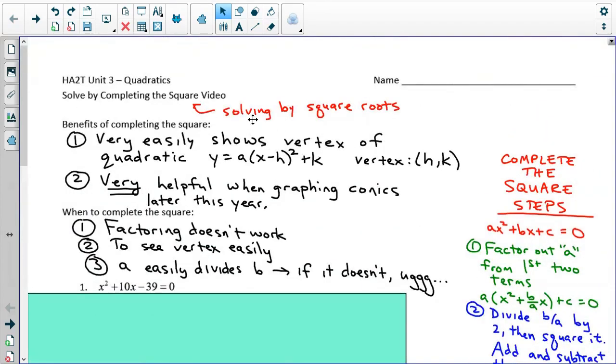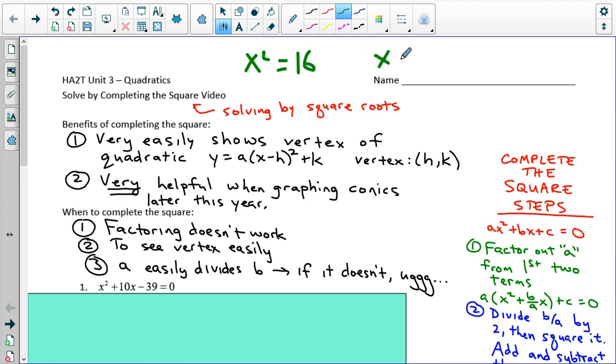So once again, this is kind of like solving by square roots when we just had something like, for example, if we had a problem like x squared equals 16. What you would do is solve by taking the square root of both sides. And remember, when you take the square root in an equation, at that very moment, you have to put plus or minus. So when I was in Algebra 1, I would have done something like this.